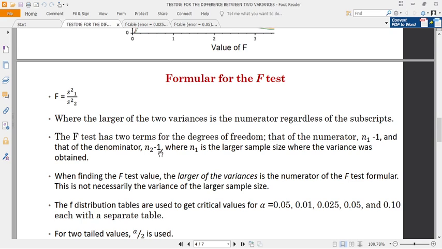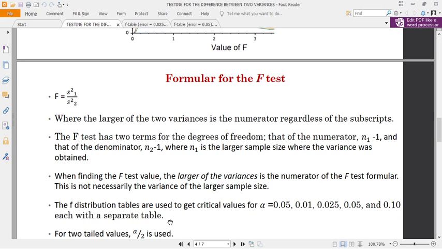Then the F-test has two terms for the degrees of freedom, the numerator and the denominator. N1 is always the sample size from which the larger variance was obtained. So when finding the F-test value, the larger variance is the numerator of the formula and the smaller variance is always the denominator, regardless of the sample size, like I've mentioned.